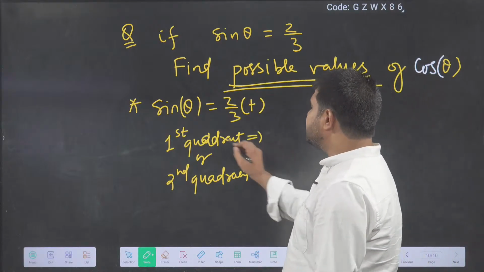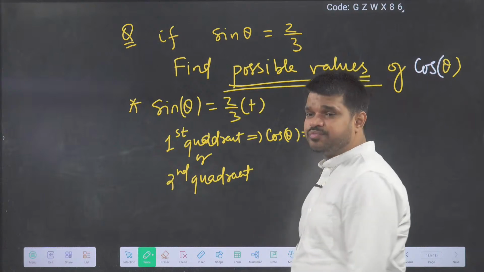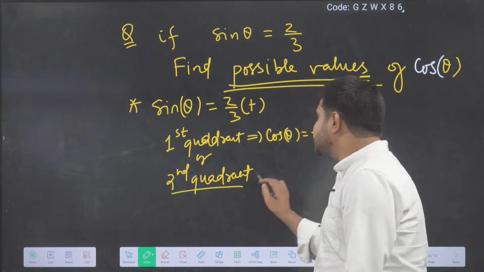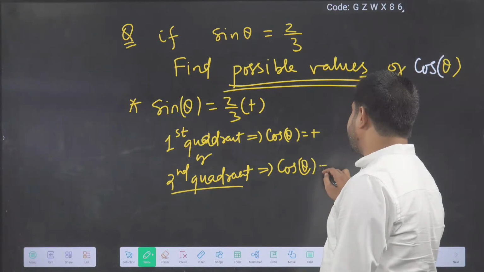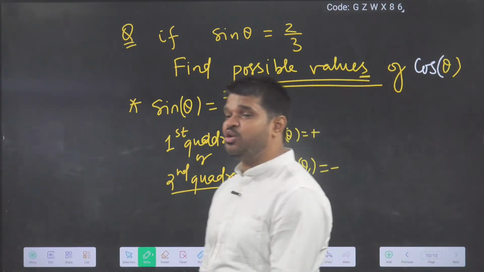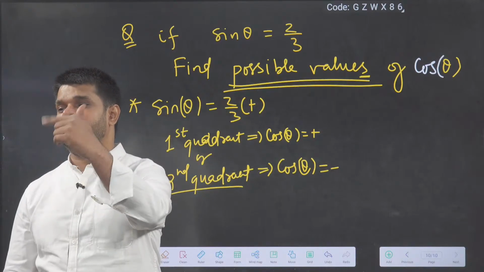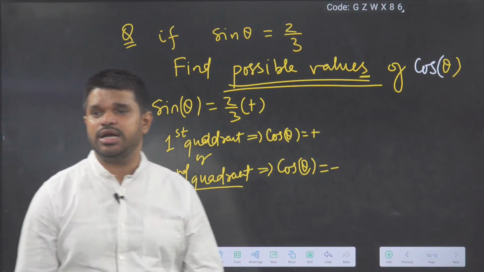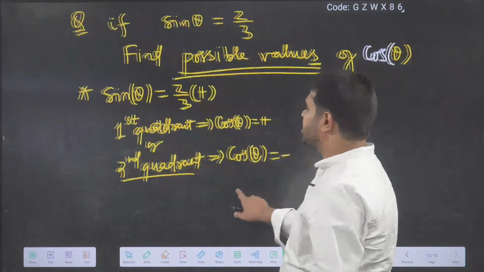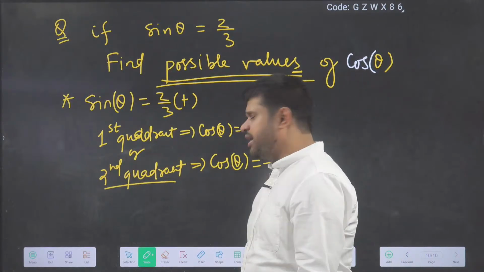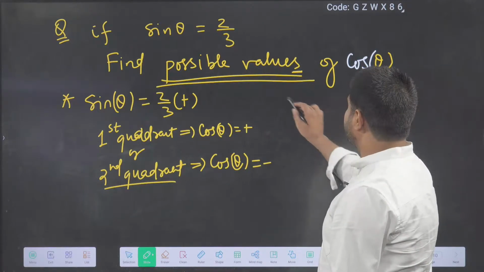If the angle is in the first quadrant, cos theta will be positive. But if the angle is in the second quadrant, cos theta will be negative. So first of all, is it clear to everyone that there will be 2 possible answers? One will be positive and one will be negative. Let's do it.